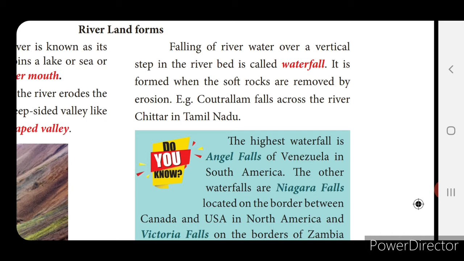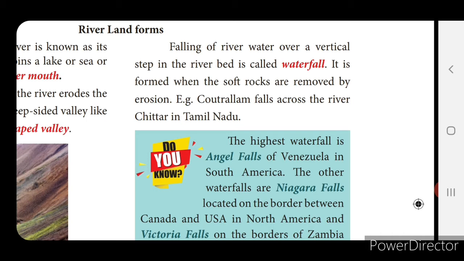Falling of river water over a vertical step in the riverbed is called a waterfall. It is formed when the soft rocks are removed by erosion. On seeing that picture, you have understood the soft rocks will be eroded by water. Hard rock will be present there, so the passage of water will be stopped and it will fall from the hard rock, creating a waterfall.